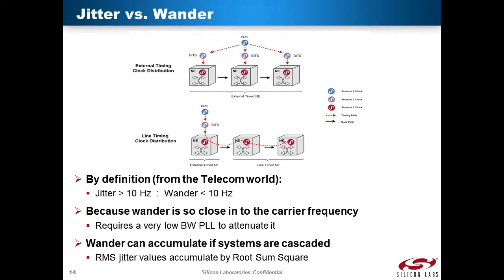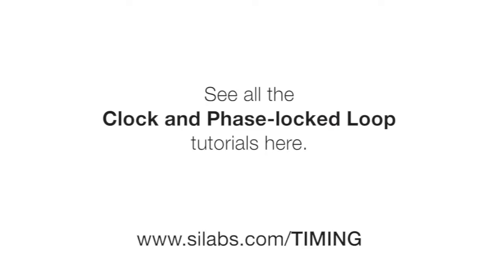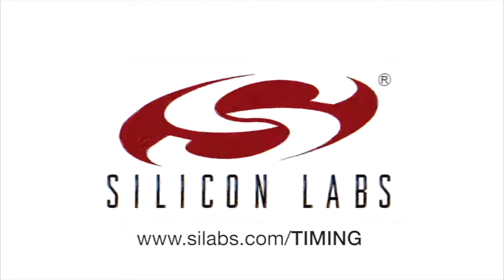As a note, when evaluating cascaded clock devices, RMS jitter is not linearly additive, but must be added by the root sum square of the individual RMS jitters. More on this topic in later slides.